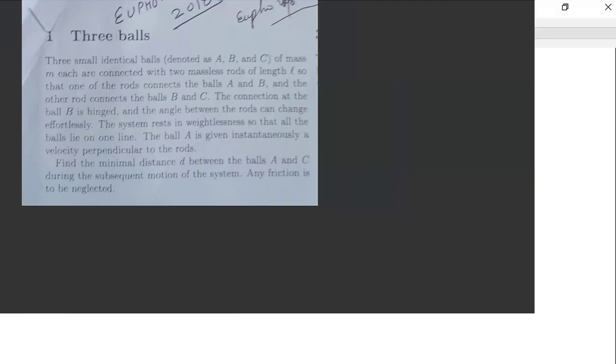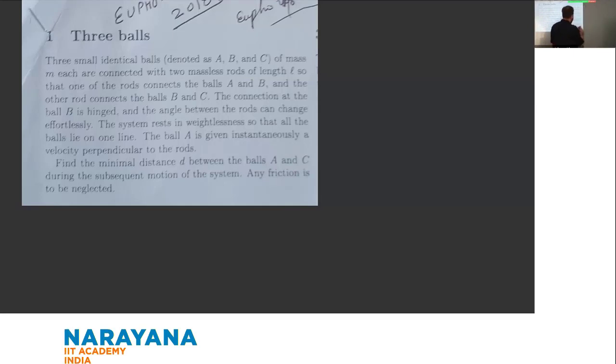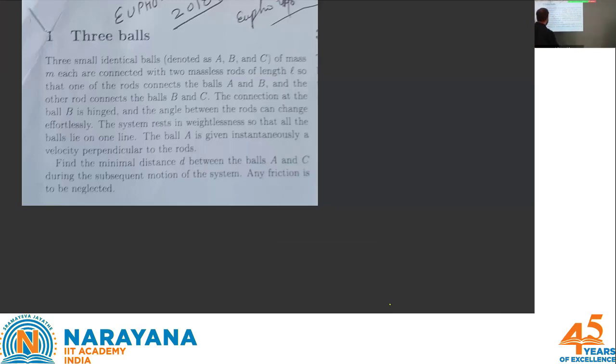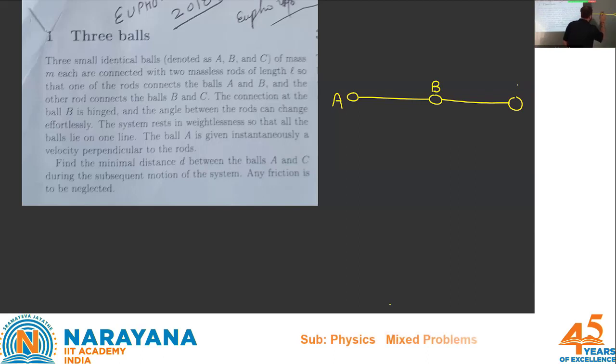All right. So we will start this class with this problem, which is based on three particles. I'll explain this question to all of you, and we will use a different concept to solve it. The problem in hand talks about three identical balls A, B, and C, which are connected with the help of two rods, and both these rods have length L each.